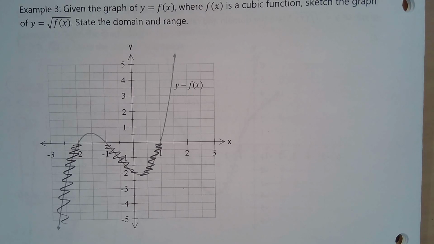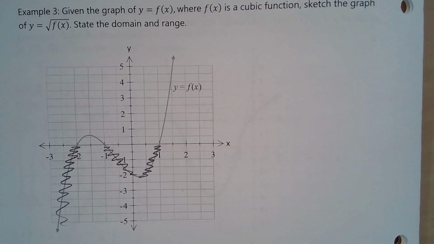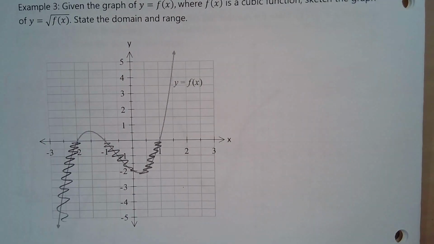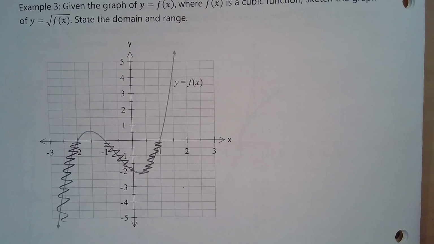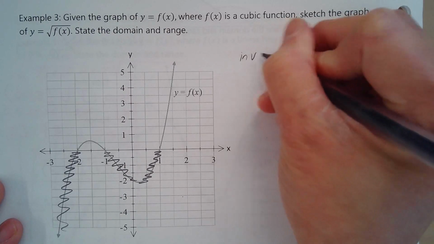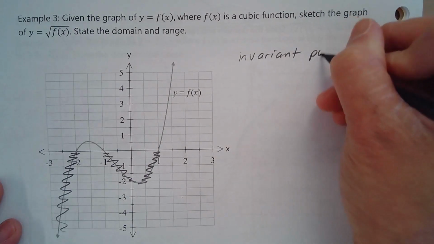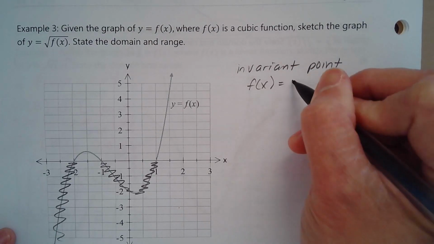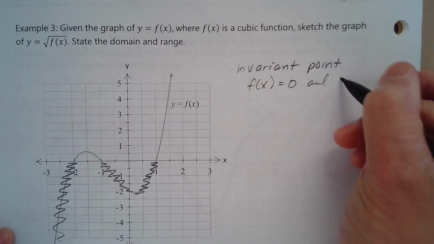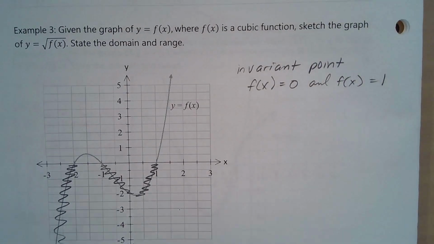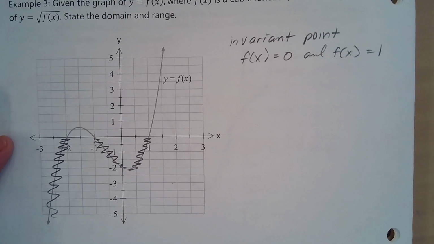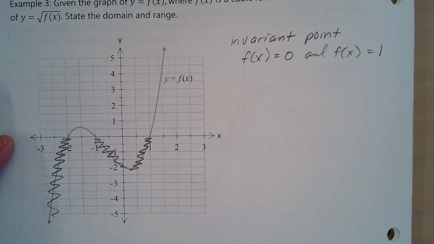Now we have to deal with some parts in here. Where are the invariant points? Invariant points is where f of x is equal to 0 and f of x is equal to 1. Because if we take the square root of that, it's going to not change. So it's where, can somebody give us one invariant point? Invariant point.